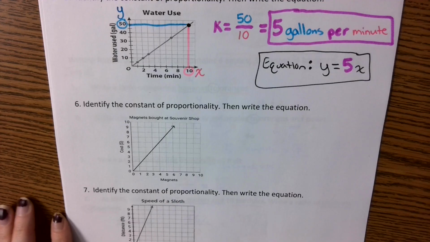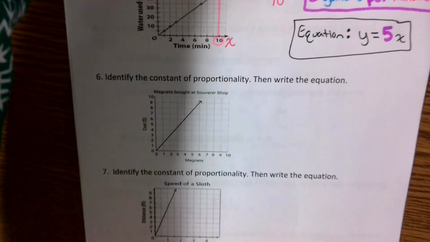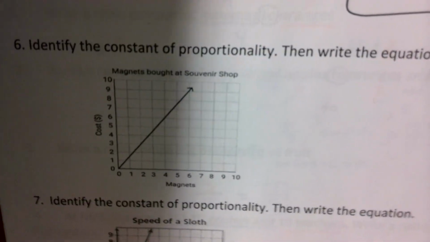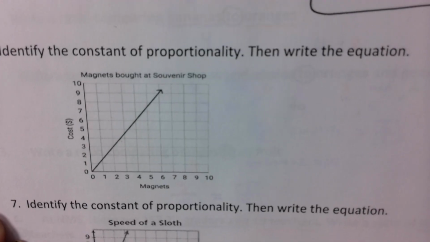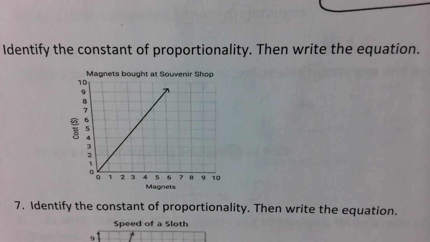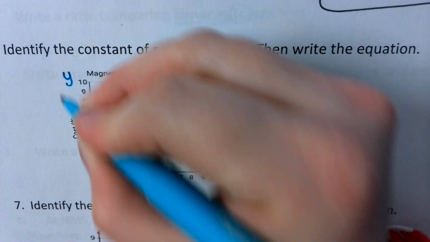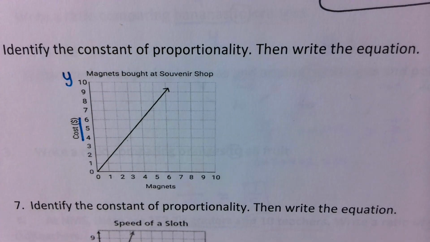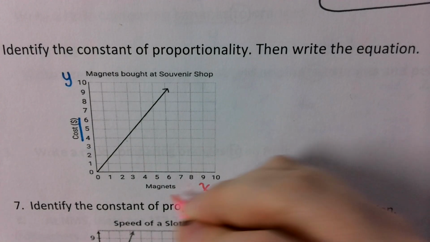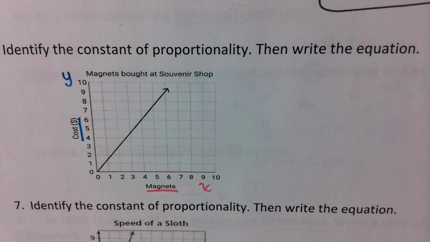Okay, if we're taking a look at problem 6, we're identifying the constant of proportionality and then writing the equation. So for here, our y-axis is talking about money, right? It's a cost, it's money. And then our x-axis is talking about magnets. So I want to make sure I understand what we're relating it back to.